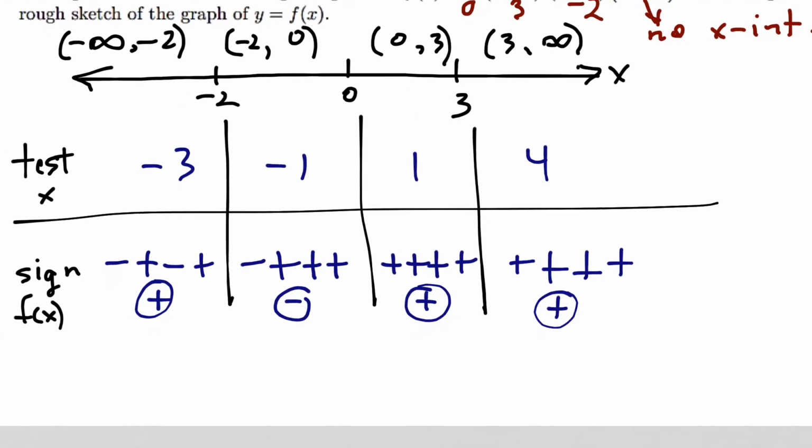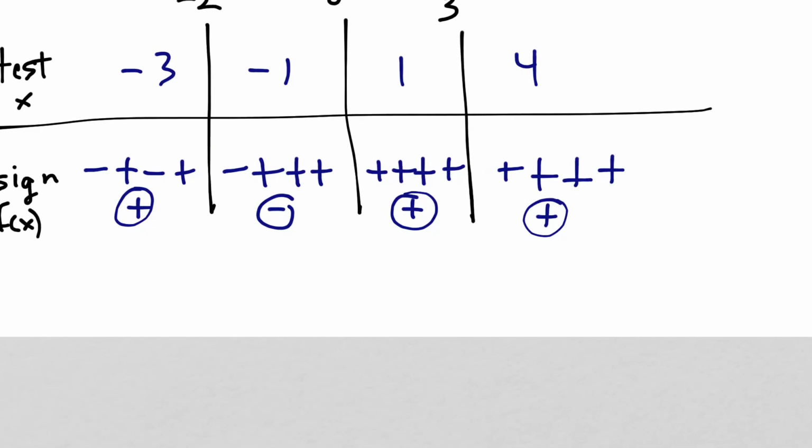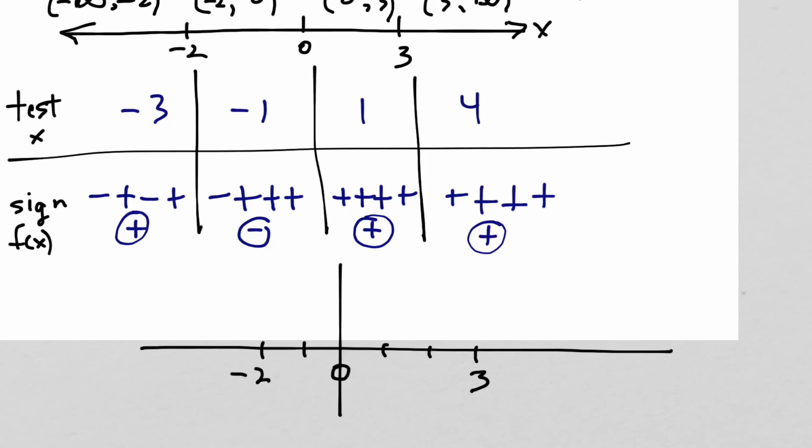Okay, so that's enough to make a rough sketch knowing the zeros and whether the piece of the graph lies above or below the x-axis. So I'm going to put on my zeros first. I've got a 0 at -2, a 0 at 0, a 0 at 3. I'm going to sketch in whether it lies above or below the x-axis. So the first piece is between -infinity and -2, and that lies above the x-axis. All right, so this is your end behavior, whatever it is.